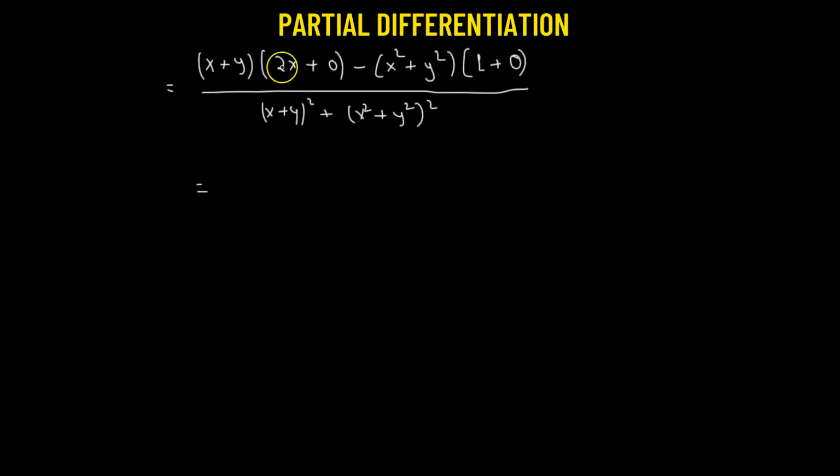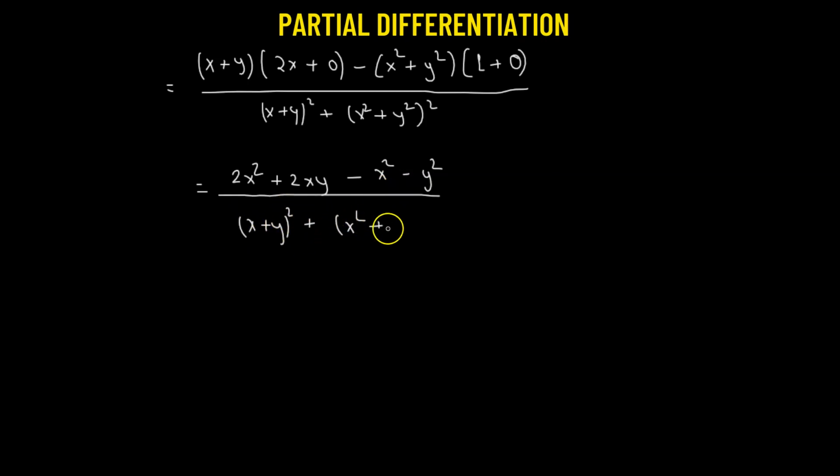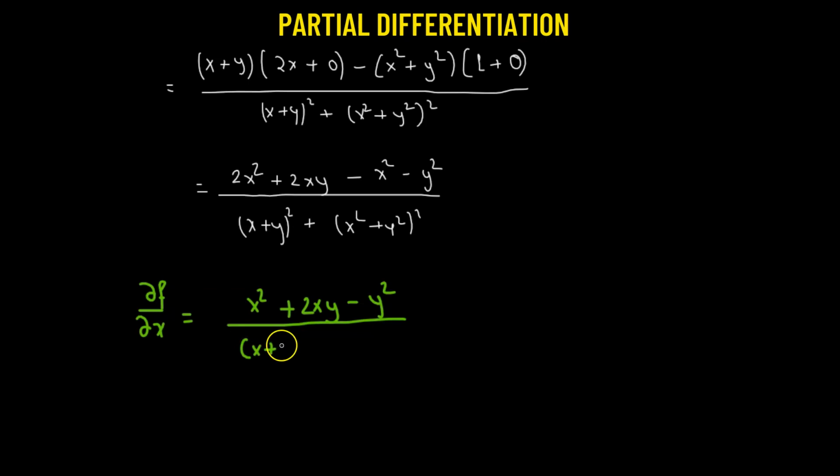So let's now simplify the numerator. We have 2x multiplied by x plus y, so we get 2x squared plus 2xy minus x squared minus y squared, whole thing divided by x plus y whole squared plus x squared plus y squared whole squared. Therefore, the partial of our function f with respect to x is given by x squared plus 2xy minus y squared divided by x plus y whole squared plus x squared plus y squared whole squared.